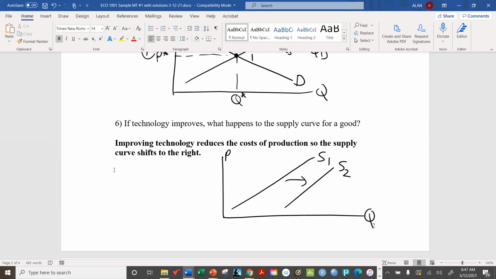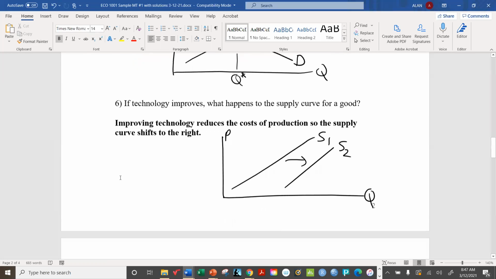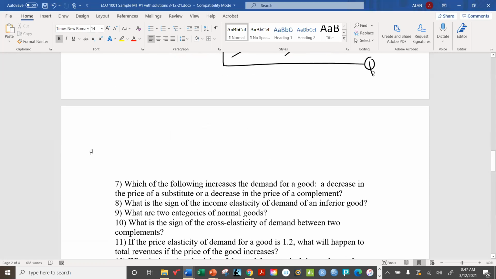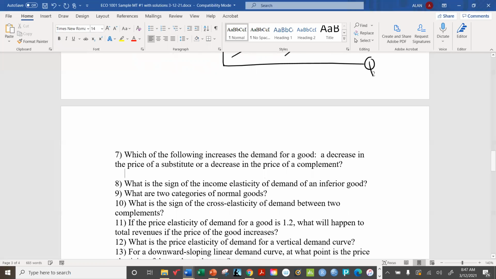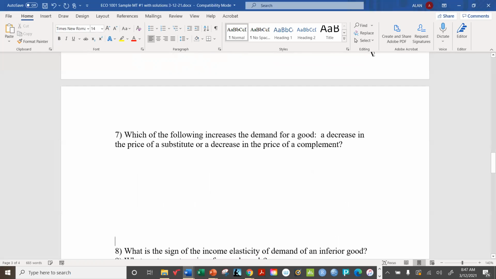All right, what's next? So with 7, which of the following increases the demand? Now, these you've got to really be careful with. It's so easy to get confused with these. Which of the following increases the demand for a good? A decrease in the price of a substitute or a decrease in the price of a complement? All right, so what you should probably do is think of examples, all right?